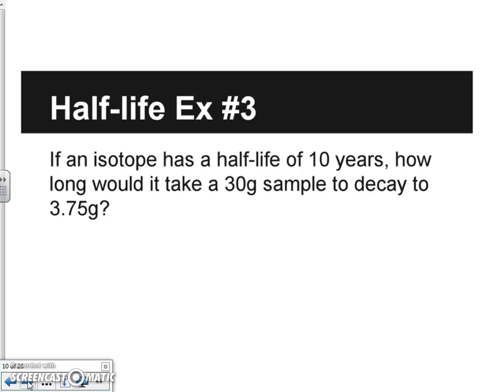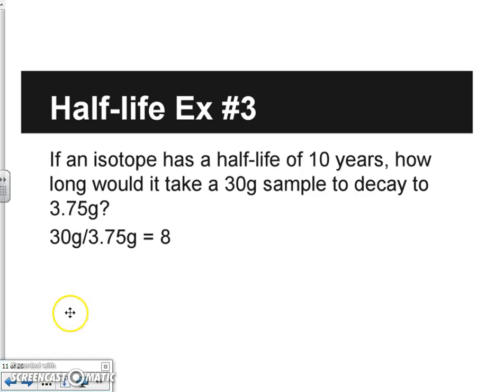Example number 3: if an isotope has a half-life of 10 years, how long would it take for a 30-gram sample to decay to 3.75 grams? So a little different question. This time it's asking you how long, where the others were asking you how much is left over. You can be asked either, it's really the same process. You're going to take a number and divide by the other one. For something like this, take the big number, 30 grams, and divide by the smaller one, 3.75 grams. What this is going to give us is the number of half-lives that have passed.